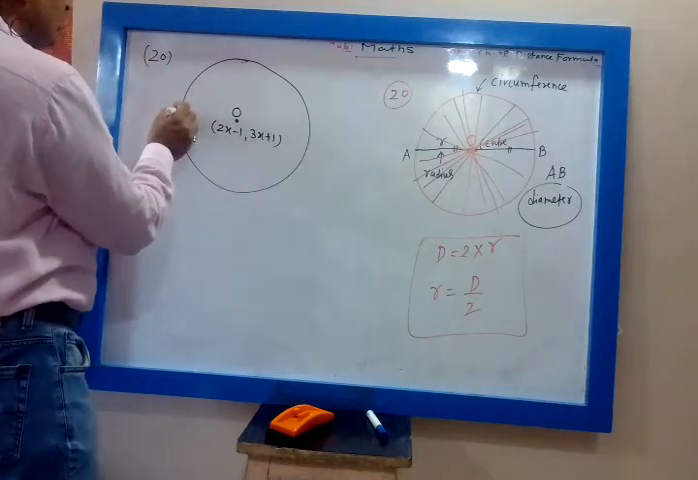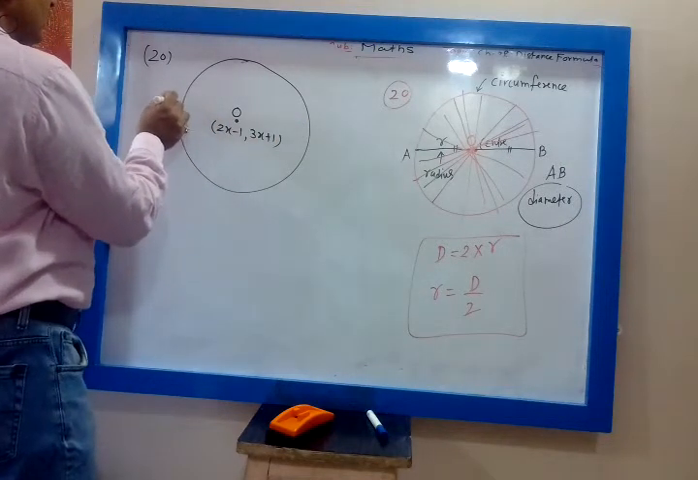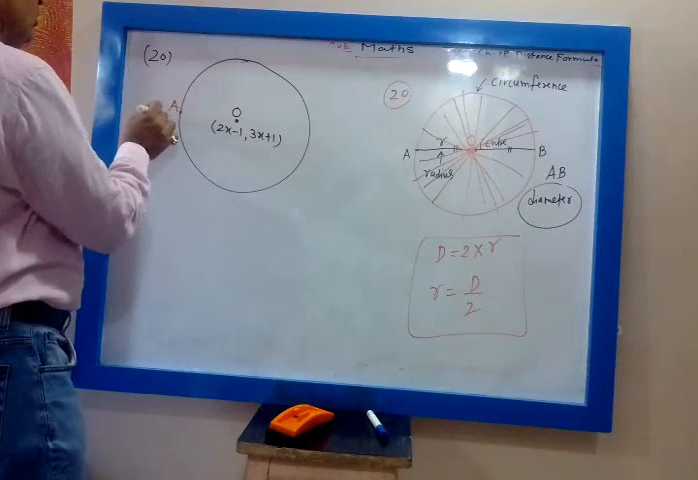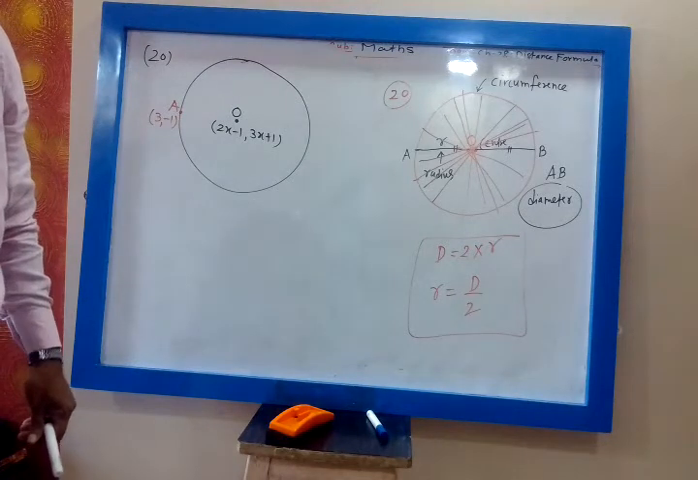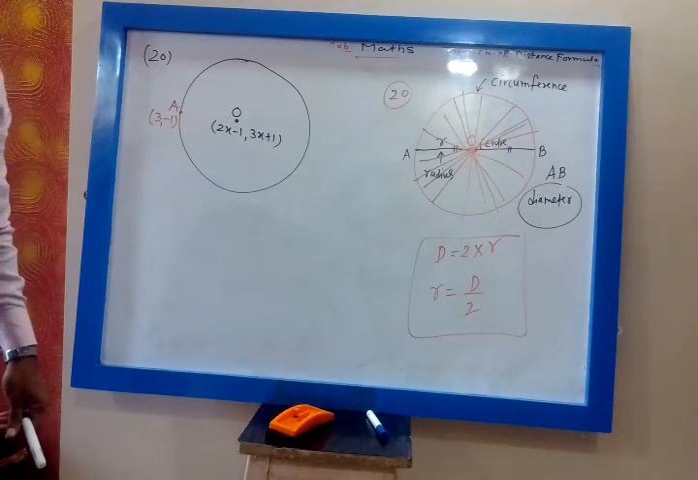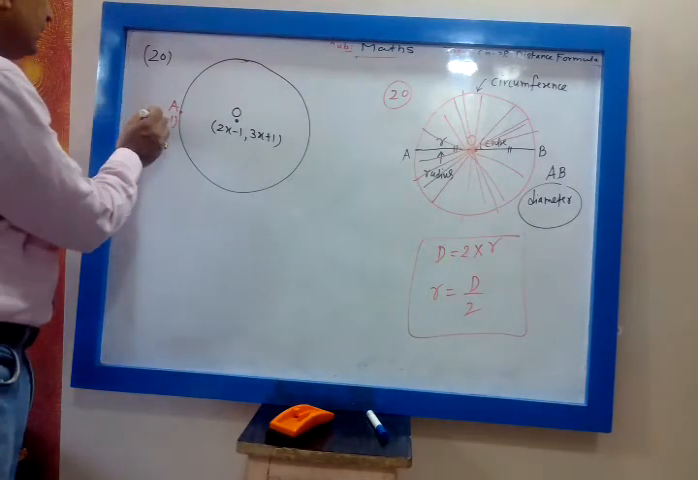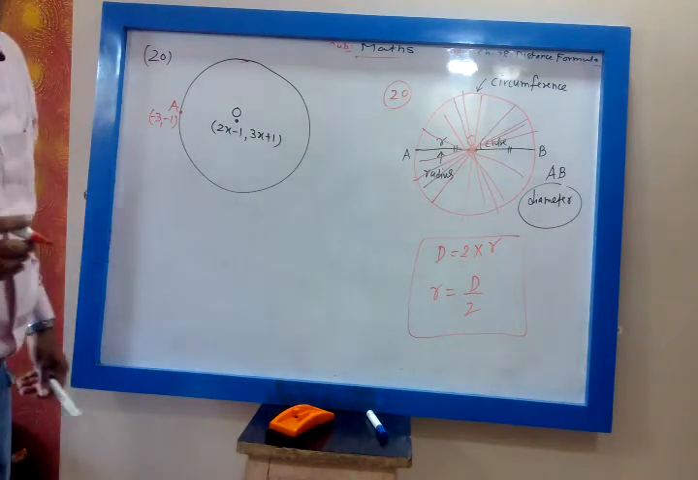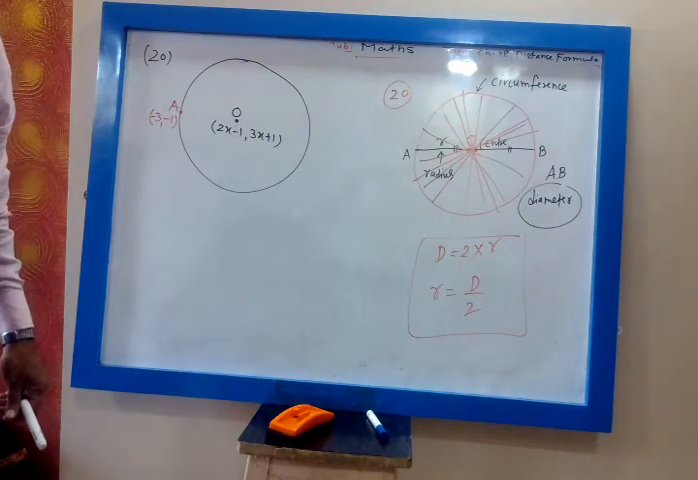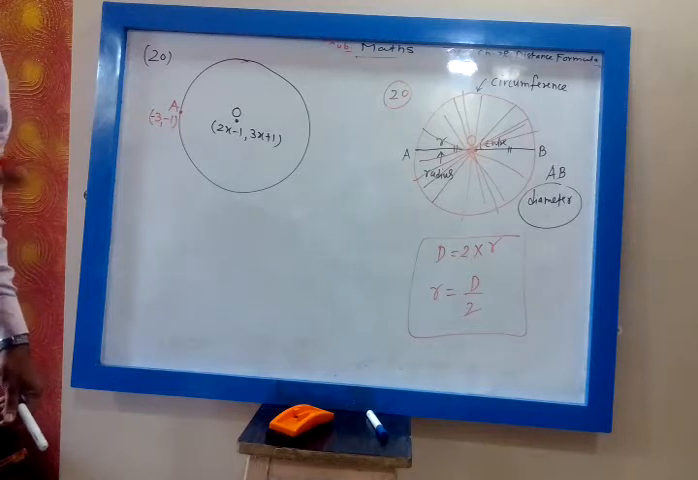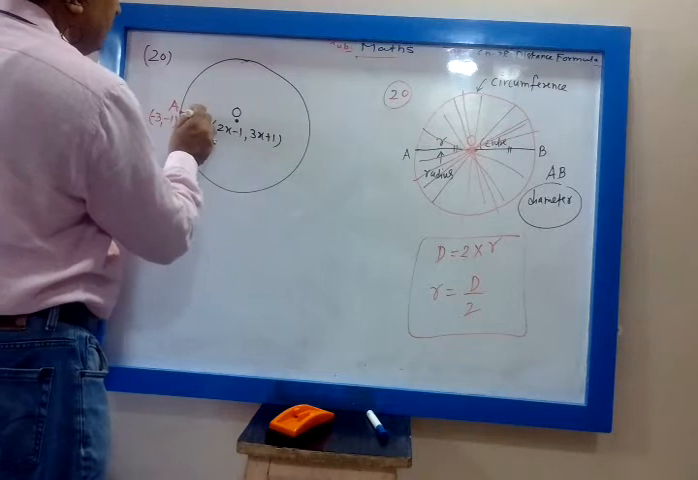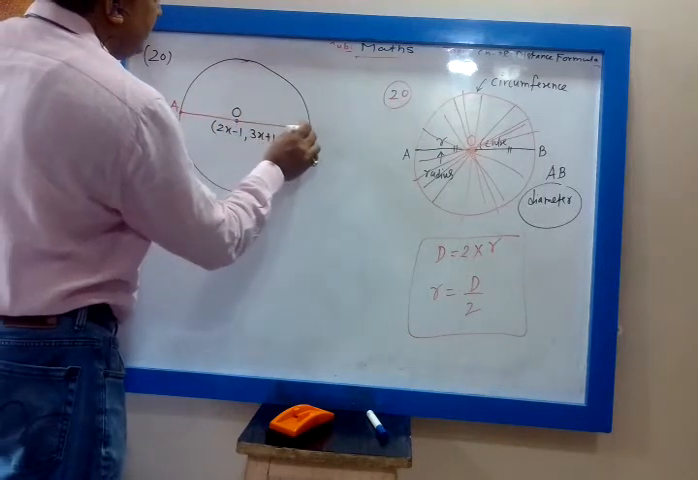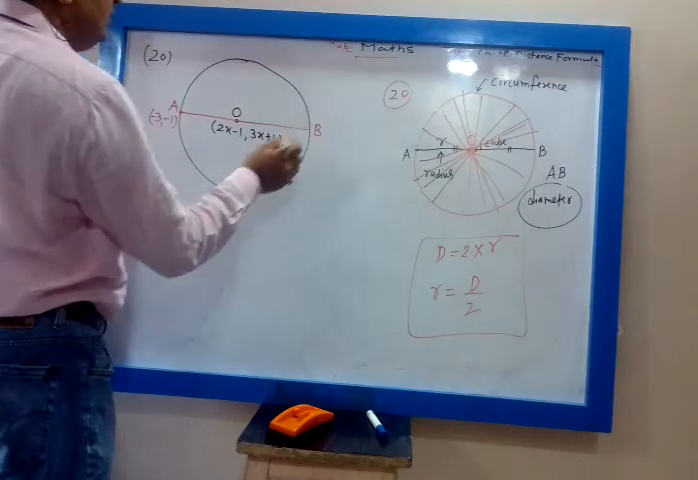Let us take the point A as (3, minus 1). The circle passes through the point (3, minus 1). And the length of the diameter is 20 units. So what is the diameter? It is the longest chord of the circle passing through the center. So AB is a diameter.